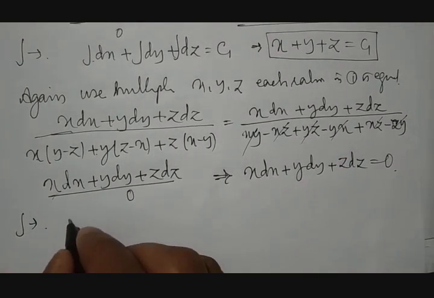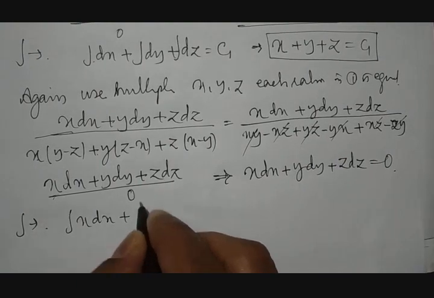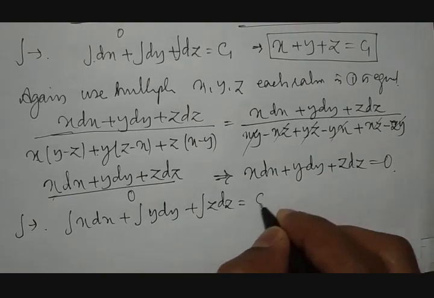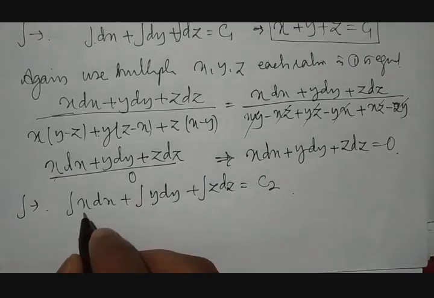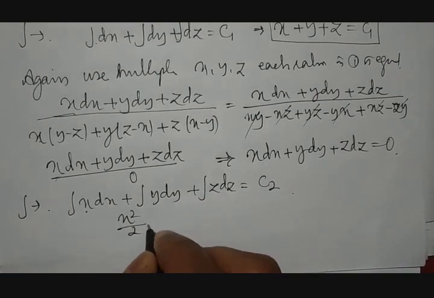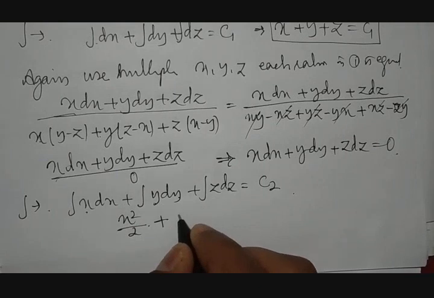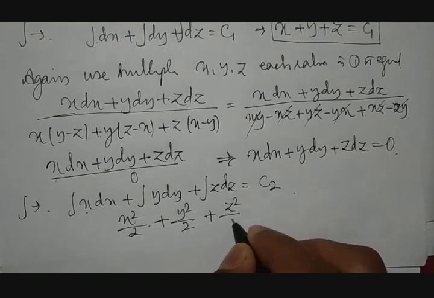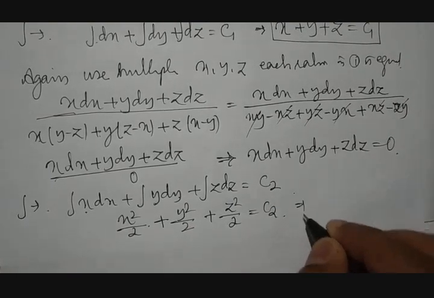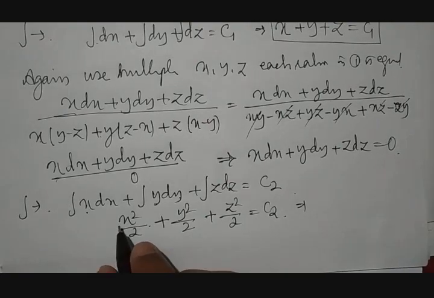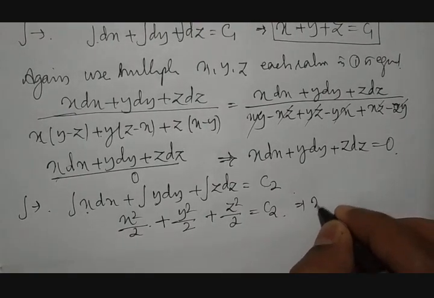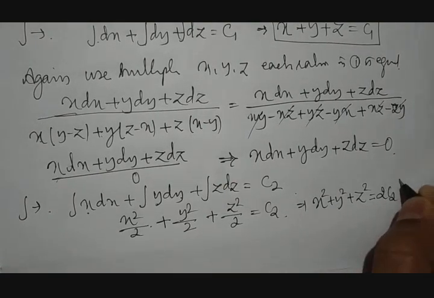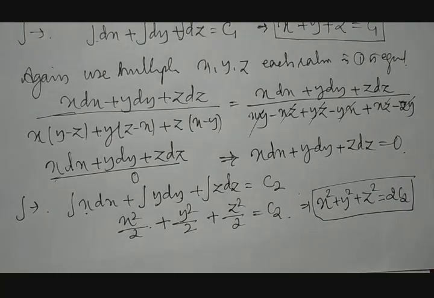Now apply integration on both sides to get the second set of results. Integration of x dx plus integration of y dy plus integration of z dz equal to c2. So x square by 2 plus y square by 2 plus z square by 2 is equal to c2. To avoid the denominator, let us take 1 by 2 common and send it to the other end. Then we get x square plus y square plus z square is equal to 2 times c2. This is the second set of solution.